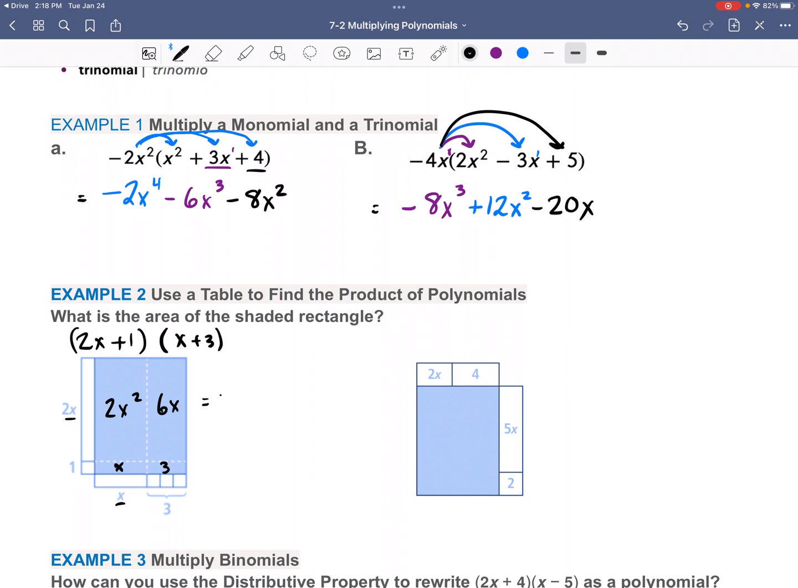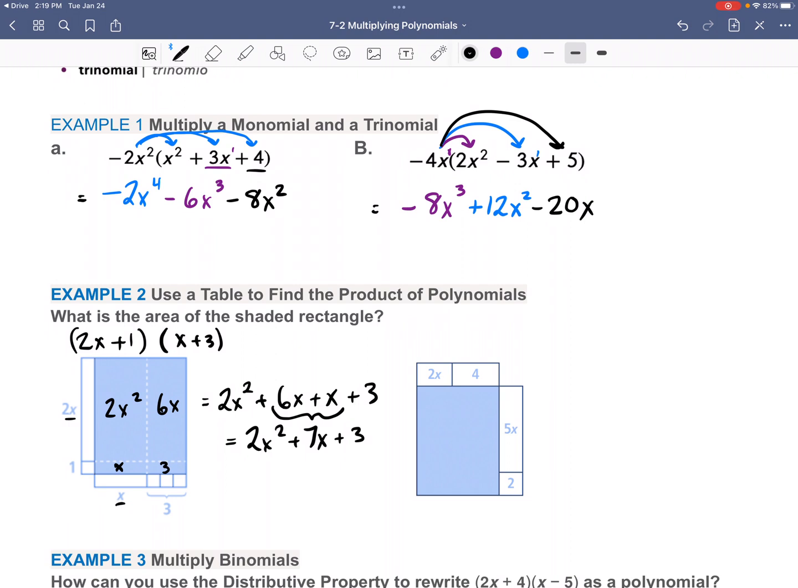in standard form. So the 2x squared comes first, then plus 6x plus x, right, because those two get combined, plus 3. So to simplify, it would be 2x squared plus 7x plus 3 because these combine. And that's our final answer.